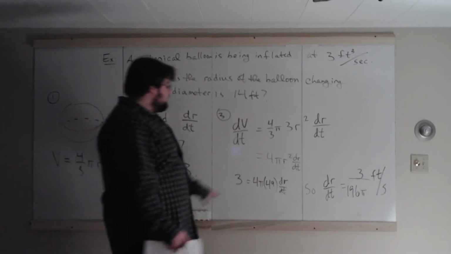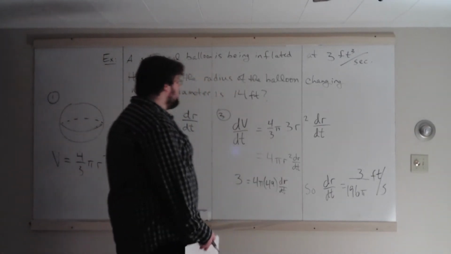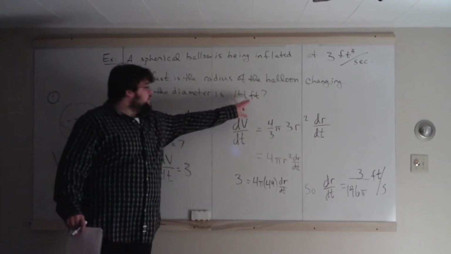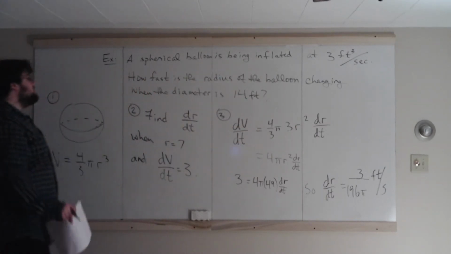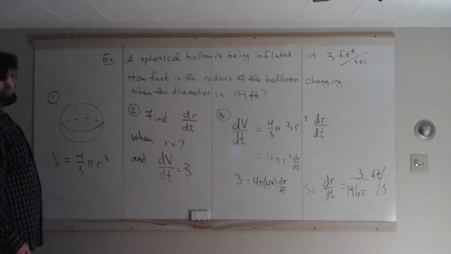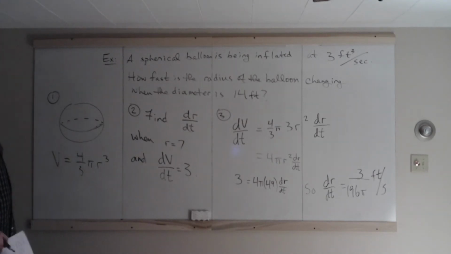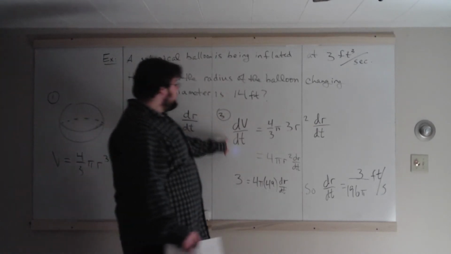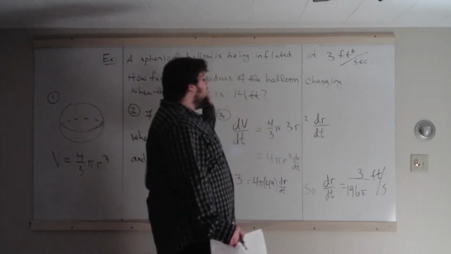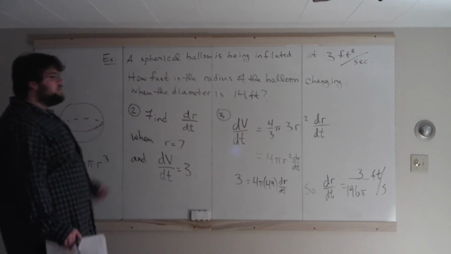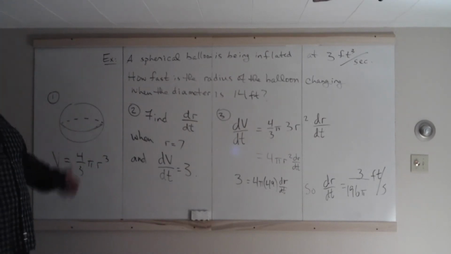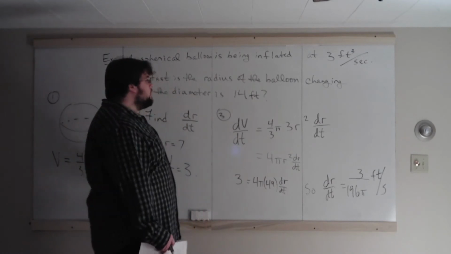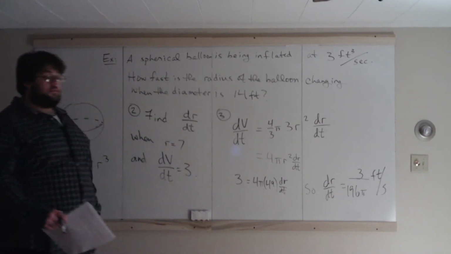So divide by 196 pi, so you get 3 over 196 pi. Radius is in feet, and the time is in seconds. So here we had the volume of a sphere changing. Volume and radius are functions of time, so a dV/dt and a dr/dt pop up. This is another reason that I like the fractional notation rather than the prime notation for implicit differentiation.